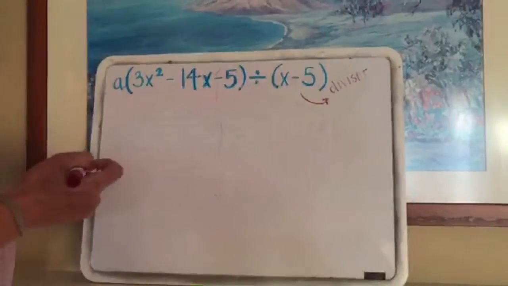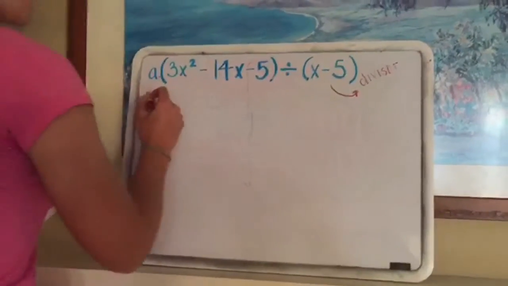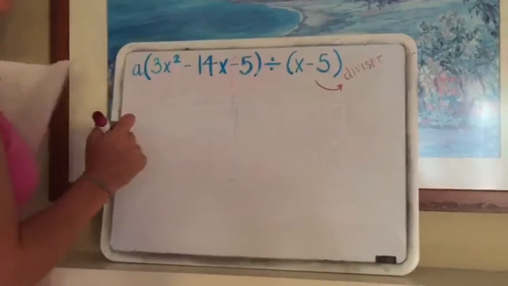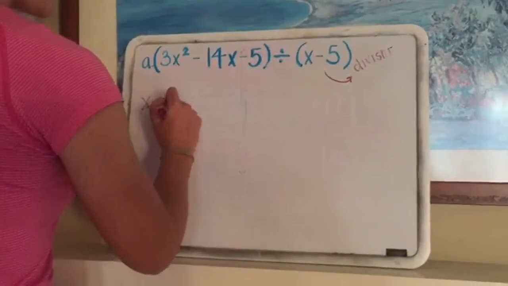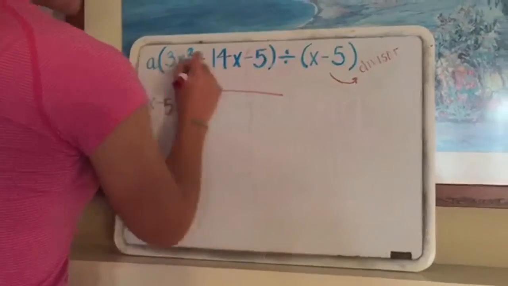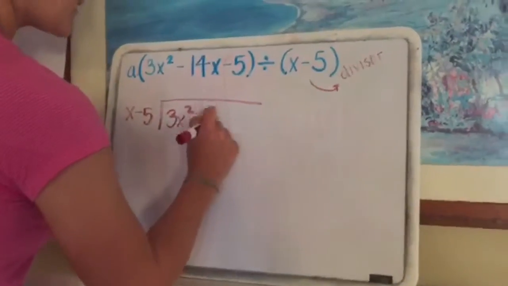So for our first example, we're dividing by x minus 5, which is our divisor. So that goes on the outside, and you would set this up like any other long division problem. x minus 5 going into 3x squared minus 14x minus 5.